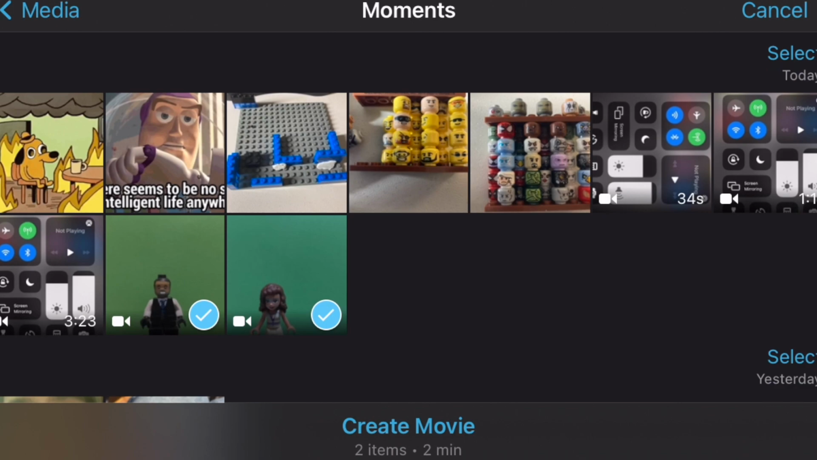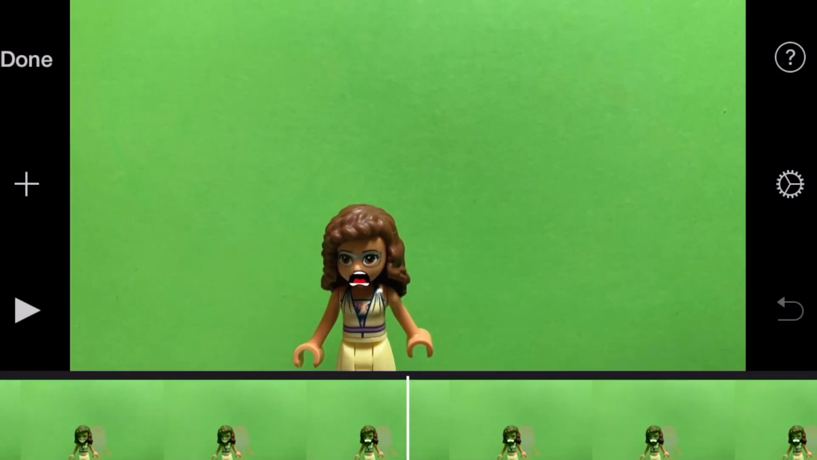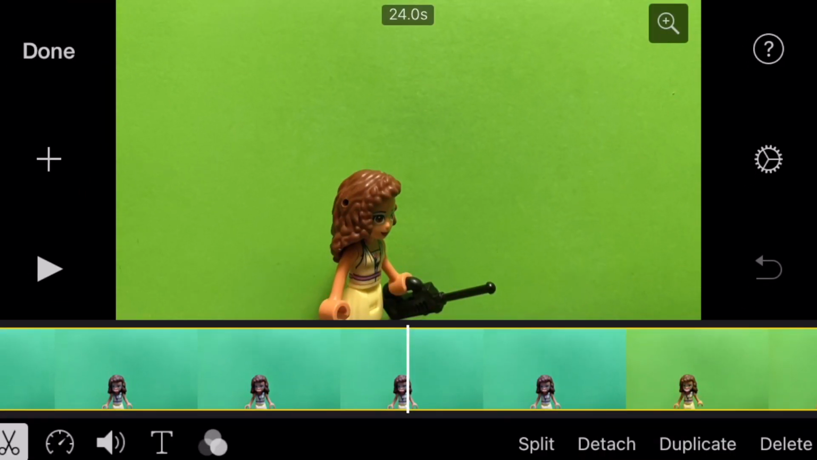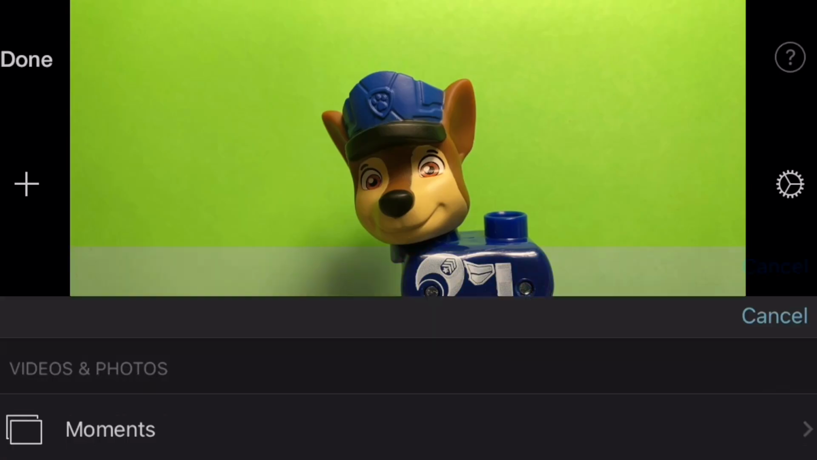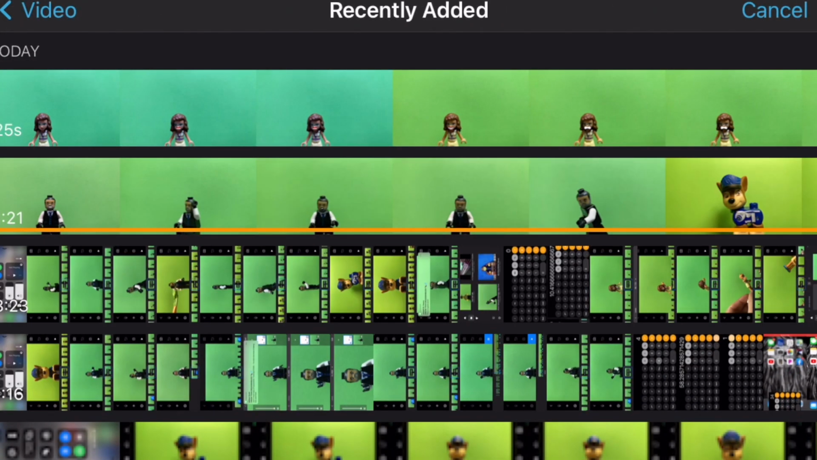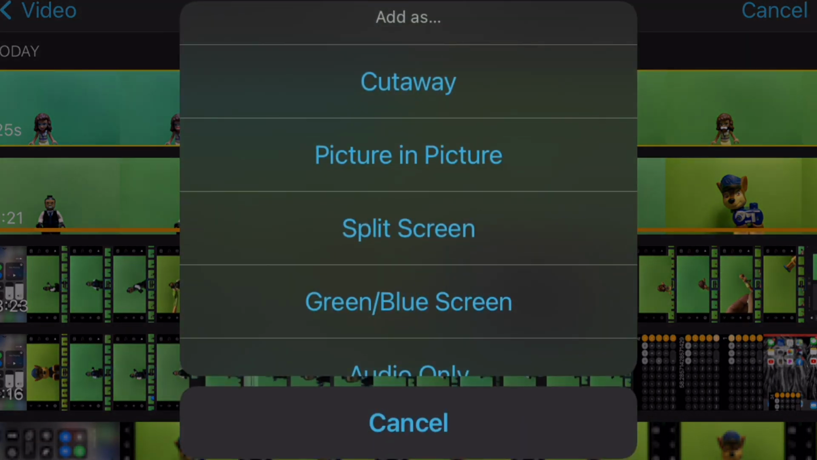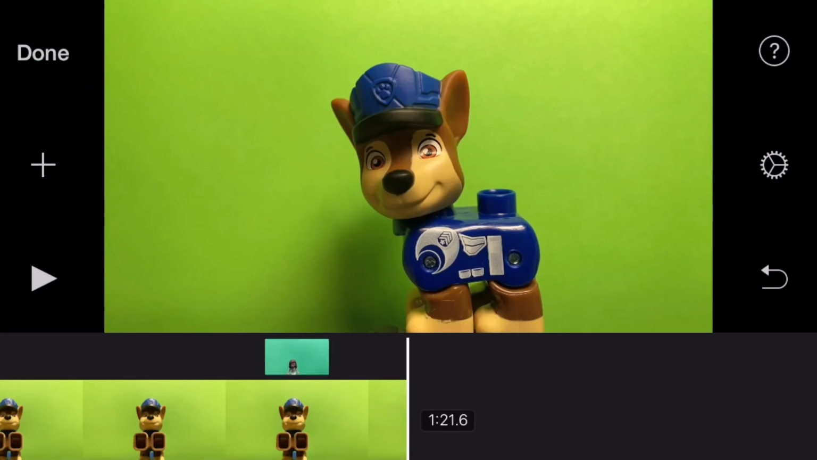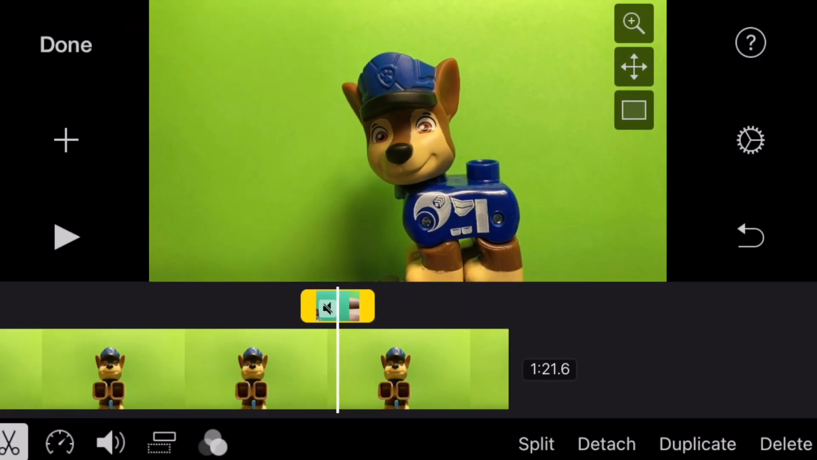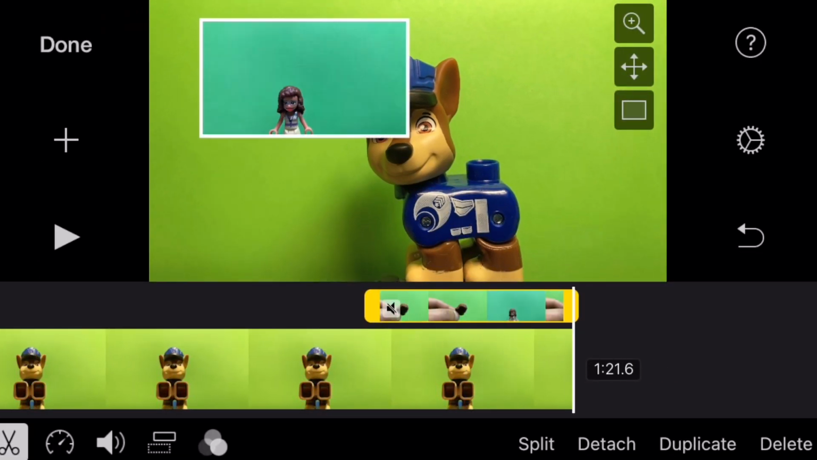So once I've exported the movie, I open the movie up either in iMovie, which is still on my phone, or I open it up in my computer. I can put one movie on top of the other. I go to my computer, delete the background using the keystone, and put it all together, correct the sound, and then it's done.